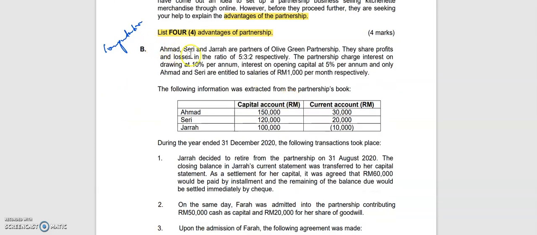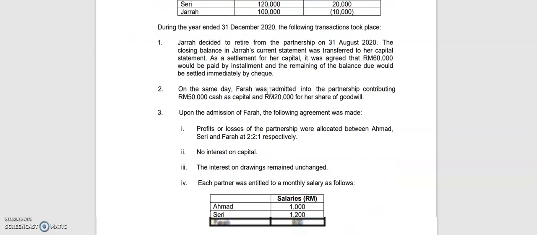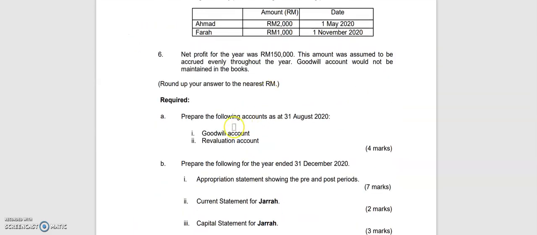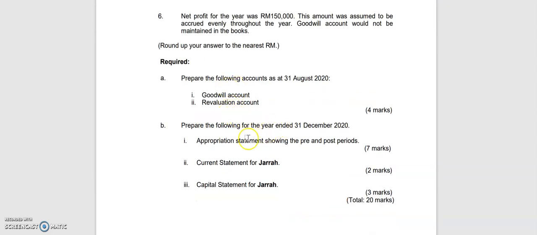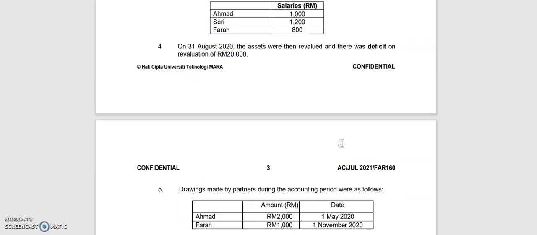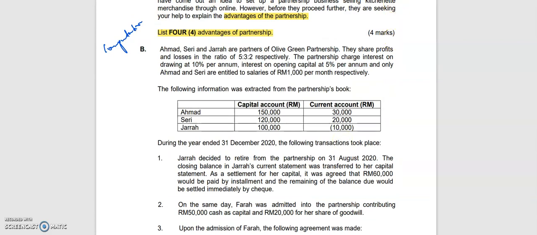So based on the question here, okay, you can actually identify the stage of the partnership. So straight away, we look at the question here. You are required to answer all of this. Okay, when you see that you are required to prepare for the goodwill and remuneration, so you know that this question tested on changes. Another things, the hint here is you are required to prepare the appropriation statement showing the pre and post period. So changes during the year. Changes during the year.